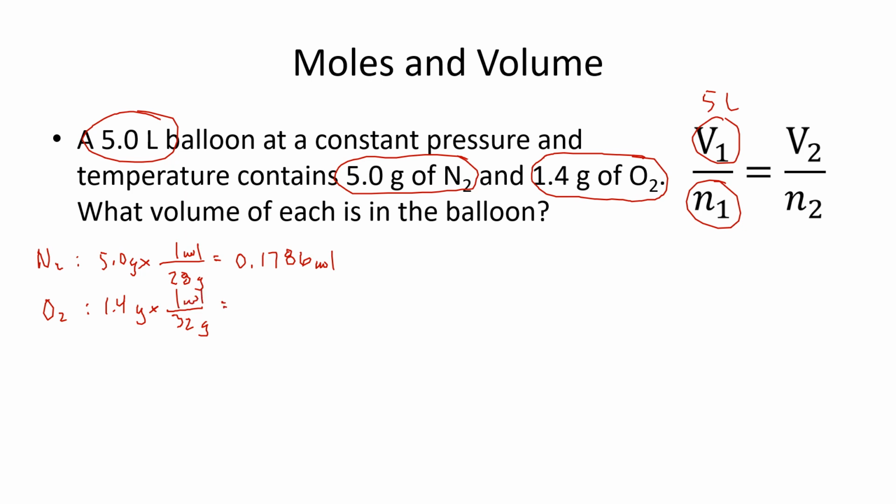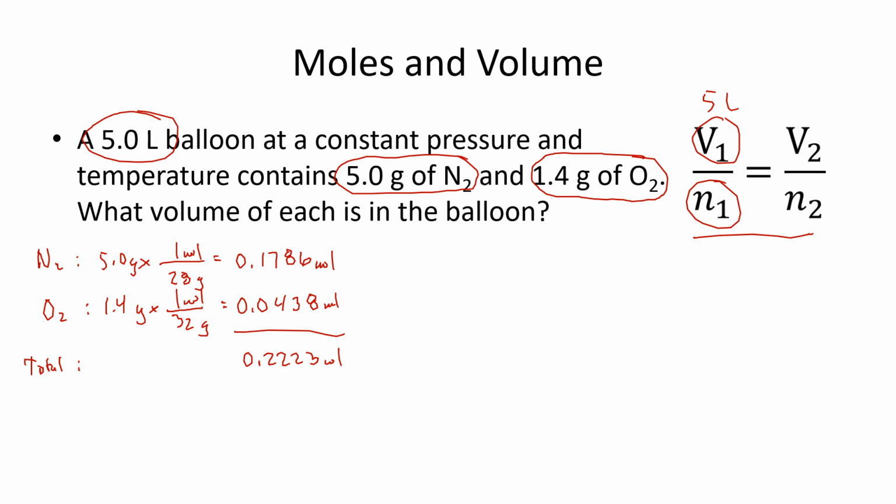And then the oxygen is the 1.4 grams, and it is 32 grams per mole. And that comes out to 1.4 divided by 32 is 0.04375, so I guess 8 moles of the oxygen. The total moles would be these two together. So we'll add them up, plus 0.1786, and we get 0.2223 moles.